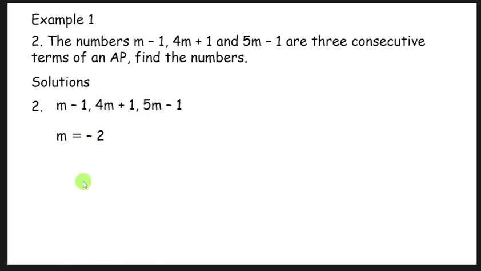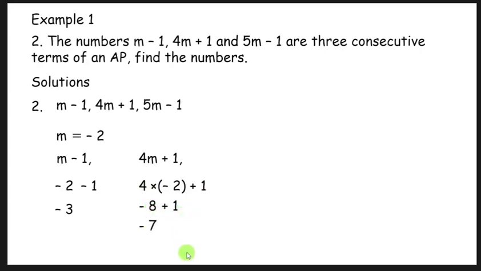So here we'll say m minus 1. Let's substitute where there's m, let's put negative 2. So it will be negative 2 minus 1, it will be negative 3. So this term is negative 3. Then we'll pick this one also, 4m plus 1. Where there's m, there's negative 2, plus 1. Then 4 times negative 2, negative 8. Then plus 1. Negative 8 plus 1, negative 7. So this term is negative 7.